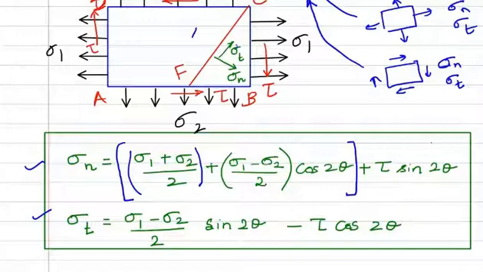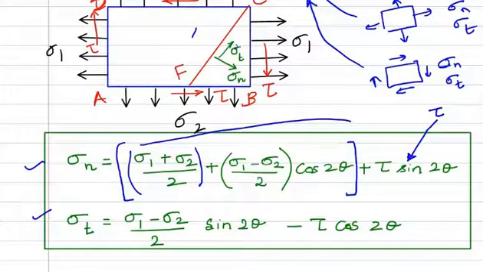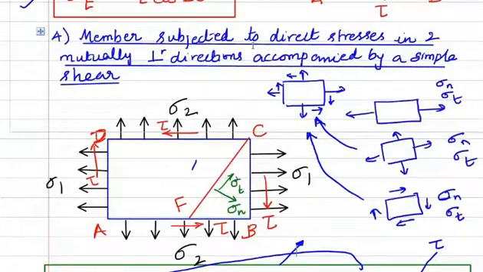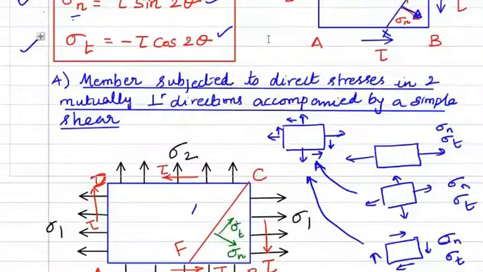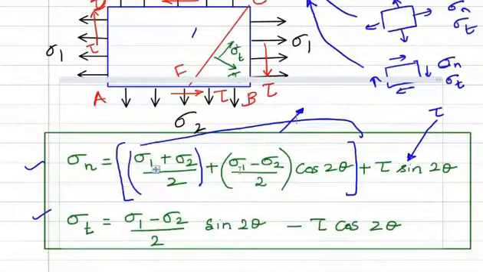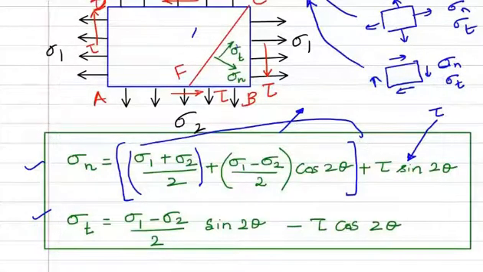So how do you get these values? Tau sine 2 theta is the value due to the shear stress acting on the body, and this within the bracket is due to the perpendicular stresses. So two direct stresses in two directions are acting, sigma 1 in one direction and sigma 2 in the other direction.